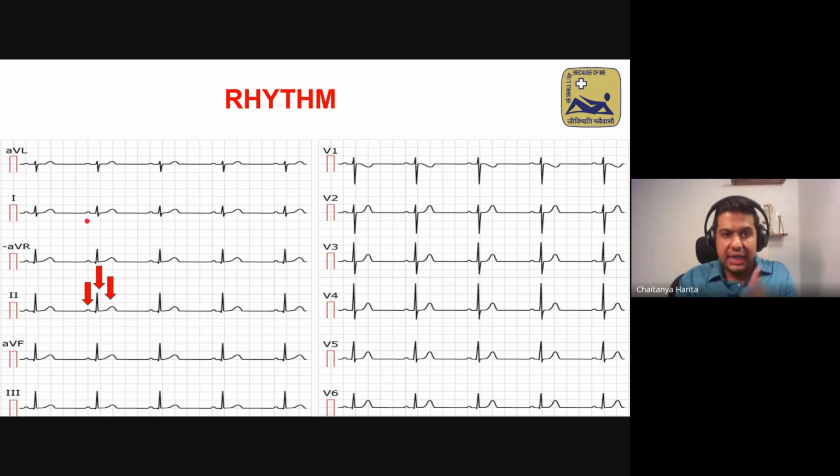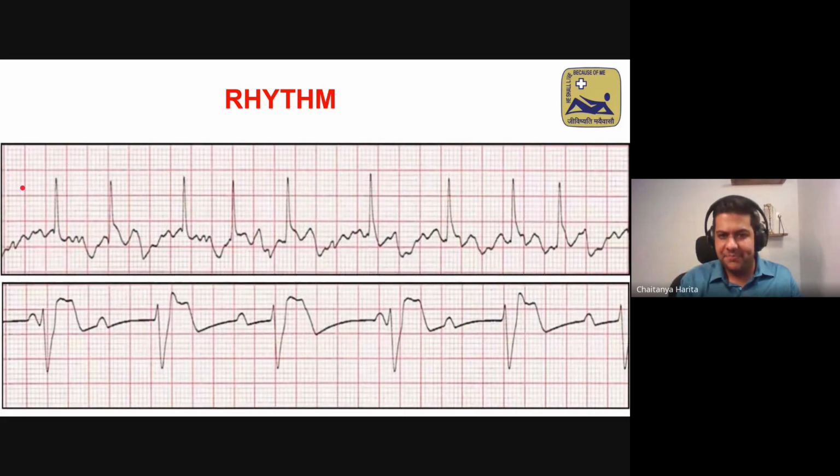But before this, what should be correct? Calibration. If you look at the calibration here, it's quite narrow. So this calibration is actually a little off. It should be one wide and two tall.